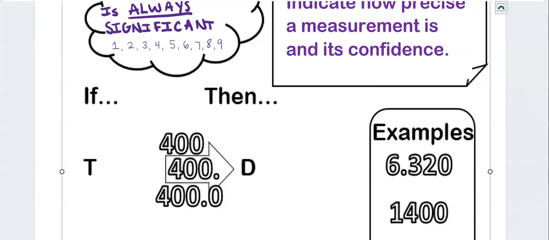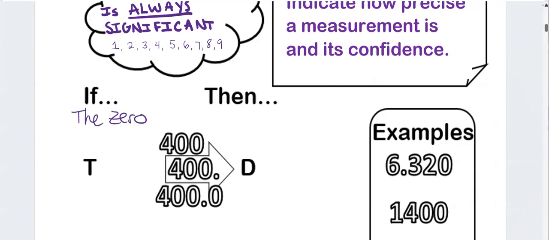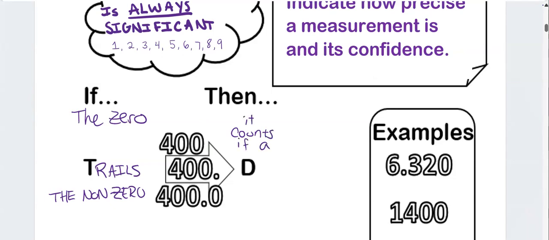So firstly, if we have a zero that trails a non-zero, then it is going to count if a decimal is present. So what does this mean?